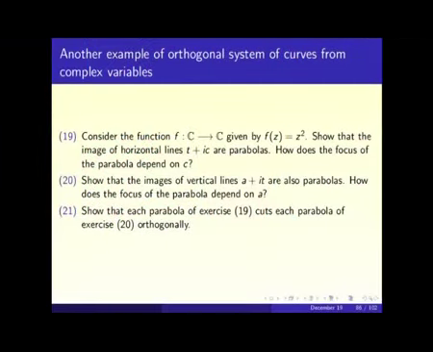The next exercise, show that the parabolas of exercise 19 cut the parabolas of exercise 20 orthogonally. Again, we see a pair of orthogonal trajectories. So now we have obtained 3 examples from complex function theory.